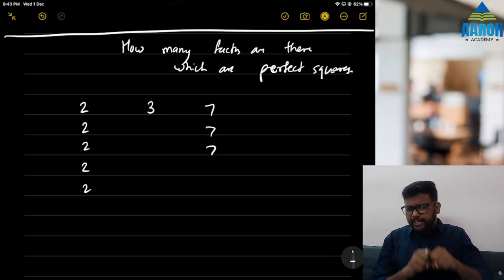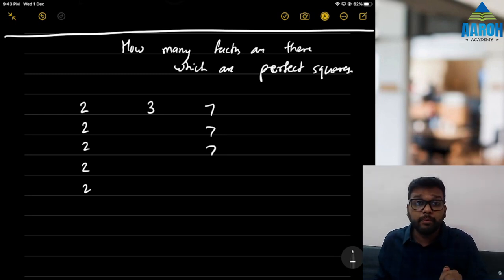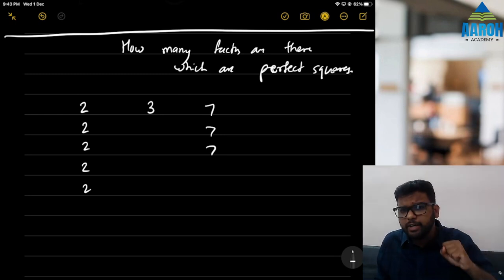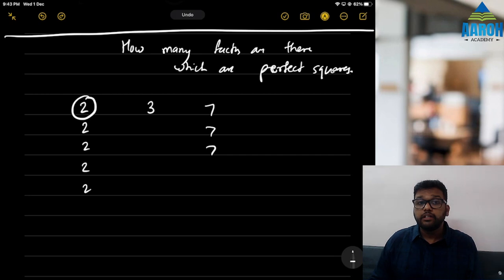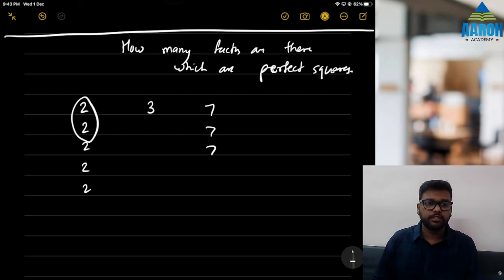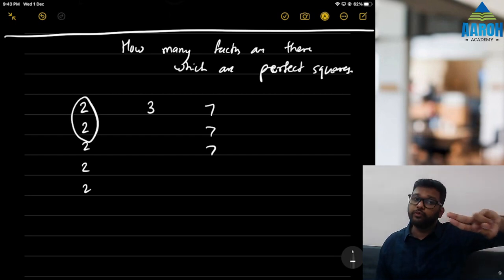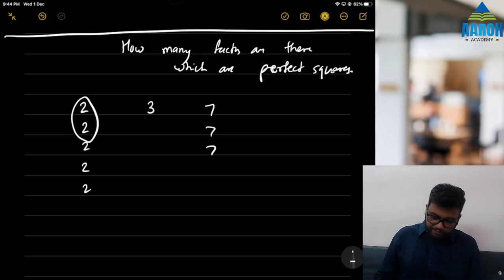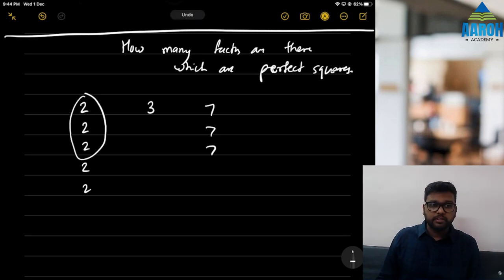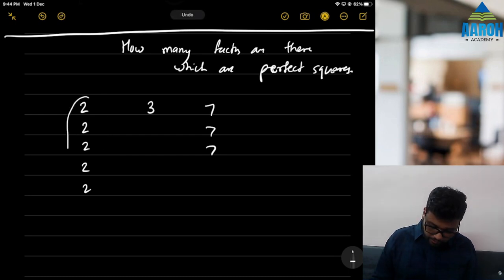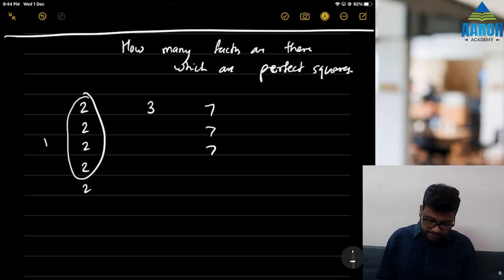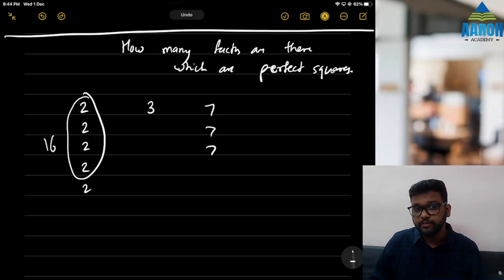Now we can select any number of objects, but it has to be perfect square. When will it be perfect square? If we select only 1 2, then obviously root 2 is not a perfect square, right? But if we select 2 2 times, then 2 into 2 is 4. 4 is perfect square. If we select 2 3 times, then that is 8. That is not a perfect square. But if we select 2 4 times, then that is 16. 2 into 2 into 2 into 2. 16 is a perfect square because root 16 is 4, right?